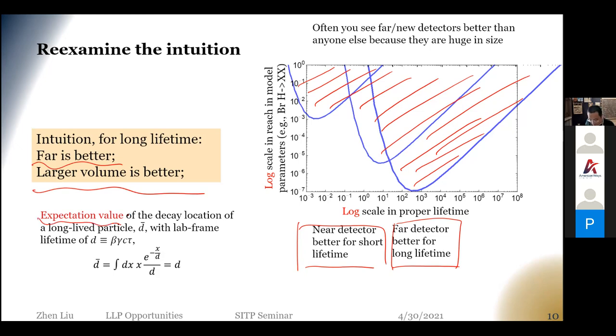The expectation value of the decay location of a long-lived particle, d bar, with a lab frame lifetime d, is beta gamma c tau, right? So velocity and the Lorentz boost factor. The average expectation value of the decay location is exactly its lab frame lifetime. So you think if I want to look for a particle with lifetime 100 meters, I probably put the detector 100 meters away. And that's actually convinced many people to think about building far detectors.